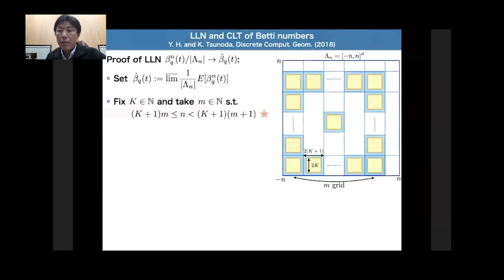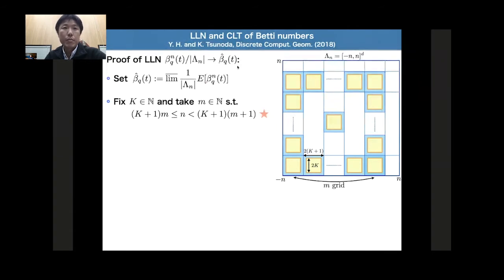And here, let me very briefly show the sketch of the proof of the law of large numbers of the Betti numbers. I hope it will help you to get some feeling about the law of large numbers for Betti numbers. So this is the convergence we want to prove. The normalized Betti number will converge to some constant. This is what we want to show.